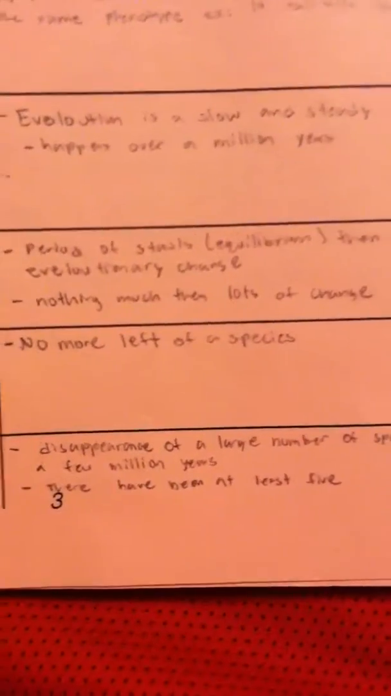Extinction, no more left of a species. Mass extinction, disappearance of a large number of species within a few million years. There have been at least 5.